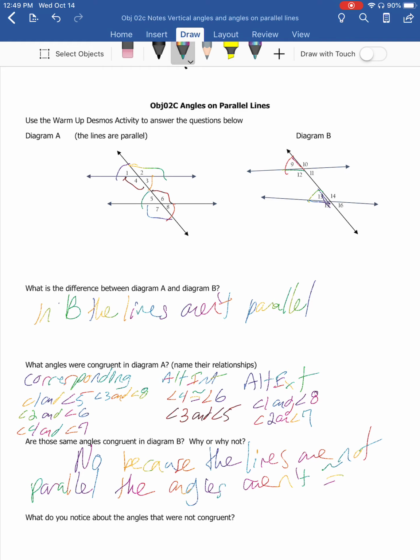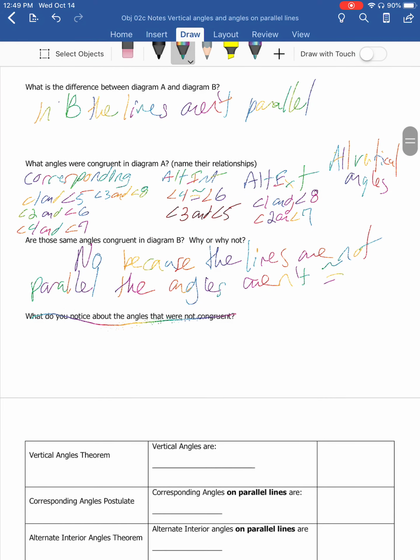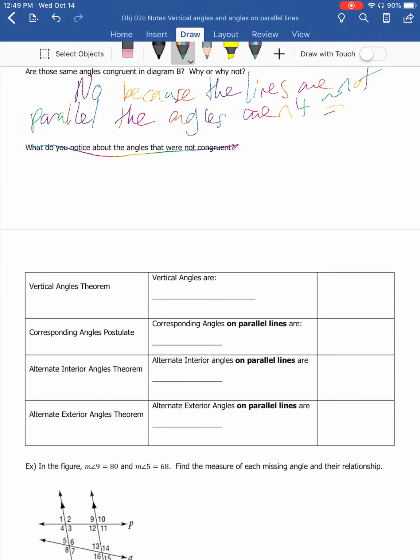So other things that you notice is that the vertical angles were congruent. Angle 1 was congruent to angle 3, angle 4 was congruent to angle 2. Even in the regular diagram, angle 1 and angle 3 were congruent. So all the vertical angles. So don't worry about what they were not congruent. We'll talk about that in a little bit. So conclusions here. Vertical angles are congruent. Always, it doesn't have to have parallel lines.